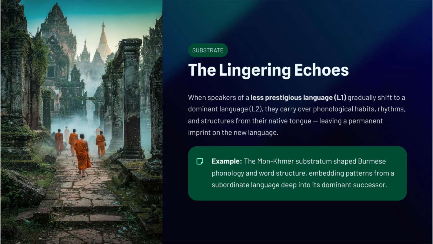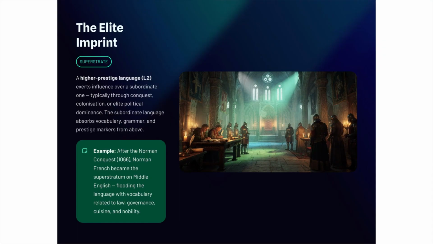This shows that even when a language loses its dominant position, it may still survive indirectly through the linguistic features it passes on. In contrast, superstrate influence happens when a higher prestige or politically dominant language affects a subordinate one. This often occurs through conquest, colonization, or elite rule. In such cases, the subordinate language usually remains alive, but it absorbs many features from the dominant language, especially in vocabulary and prestige-related expressions.